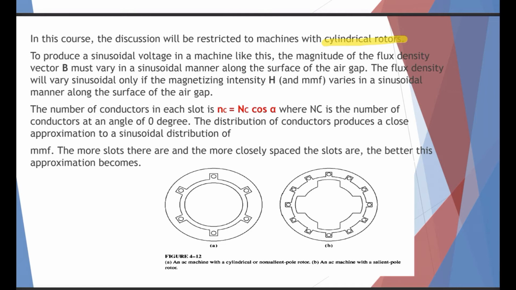We have two types of rotor, as you can see here. A, this is an AC machine with a cylindrical or non-salient pole rotor. B, this is an AC machine with a salient pole rotor.